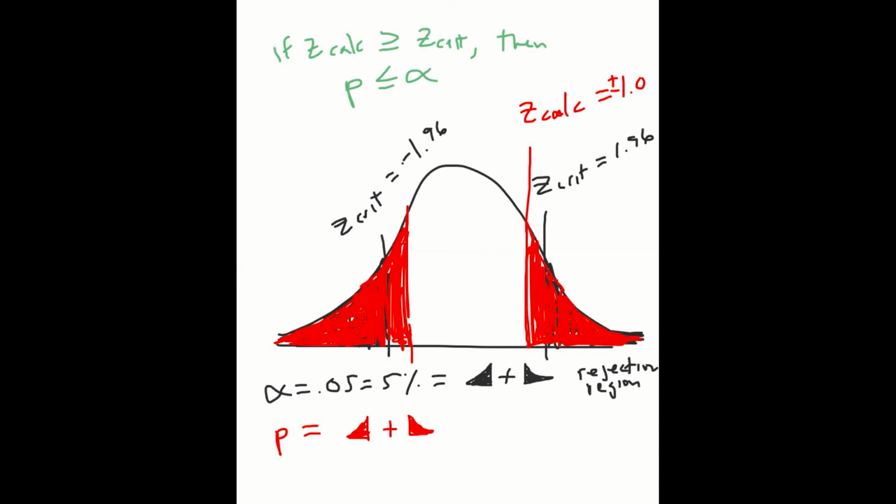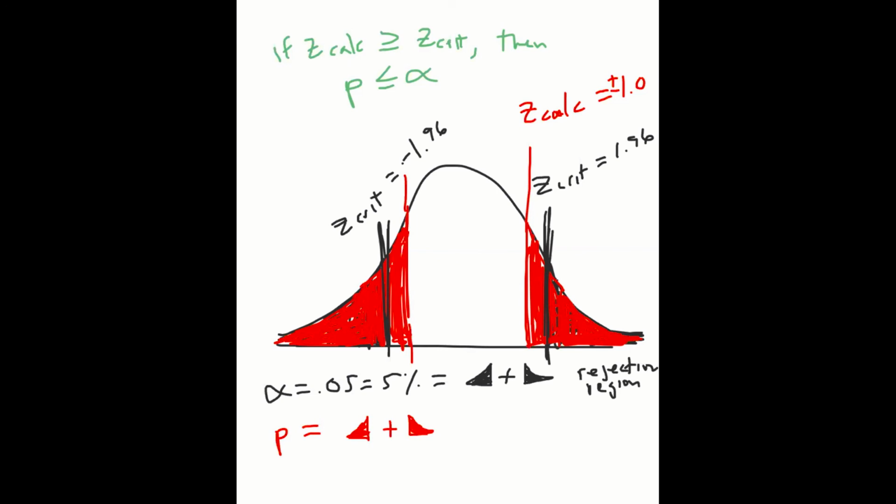So I say here, Z-calc is now plus or minus 1.0. Have we crossed the finish line? No, right? We're outside the rejection region now. We're right before it. The rejection region is this. Let's go back, change this to black. Rejection region is here. And the red line hasn't reached the black line.